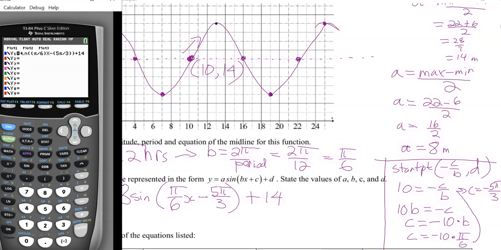And then we were given this. Start point is negative C over B, comma D. Forget about the D. We already know it's 14. That's good. It's the 10 we're interested in to help us calculate C. So we use that. That gave us a negative 5 pi over 3. If this is right, when I hit graph, we should basically see something that looks a lot like the graph that's in front of us. So let's find out.